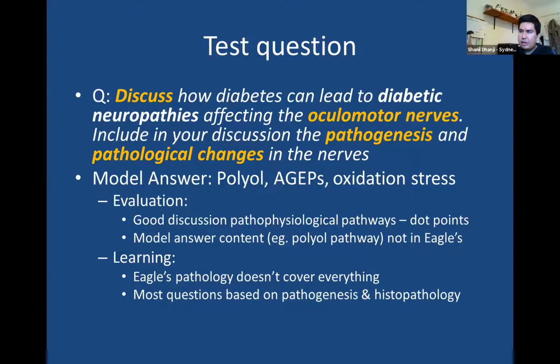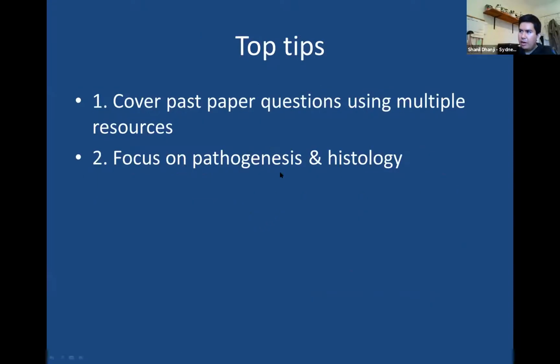And the other interesting thing is that I couldn't find the answers to this question in the Eagles pathology textbook. So as a learning point, I think we have to be very focused on learning pathophysiology and histopathology and using the past paper questions to really study and use other resources apart from just Eagles. Would be my top tips based on diabetes.